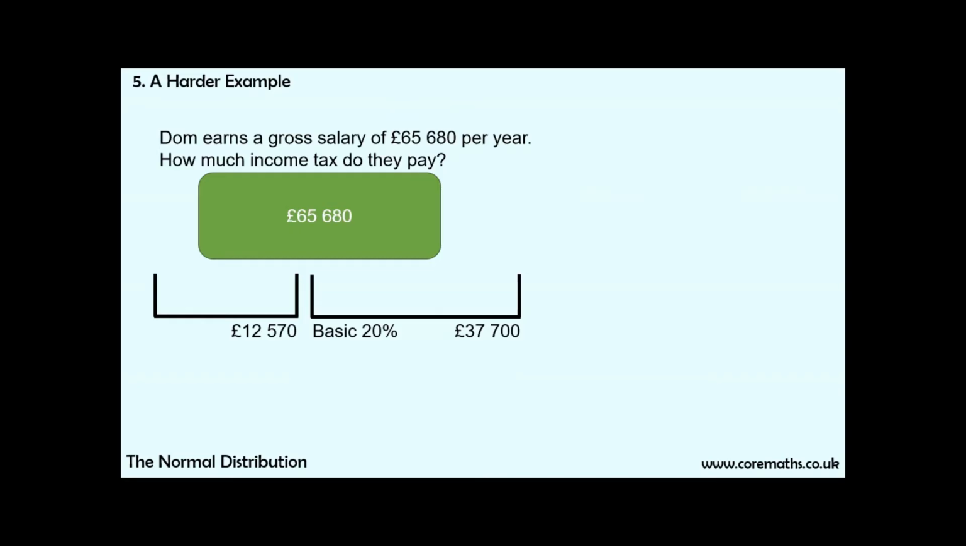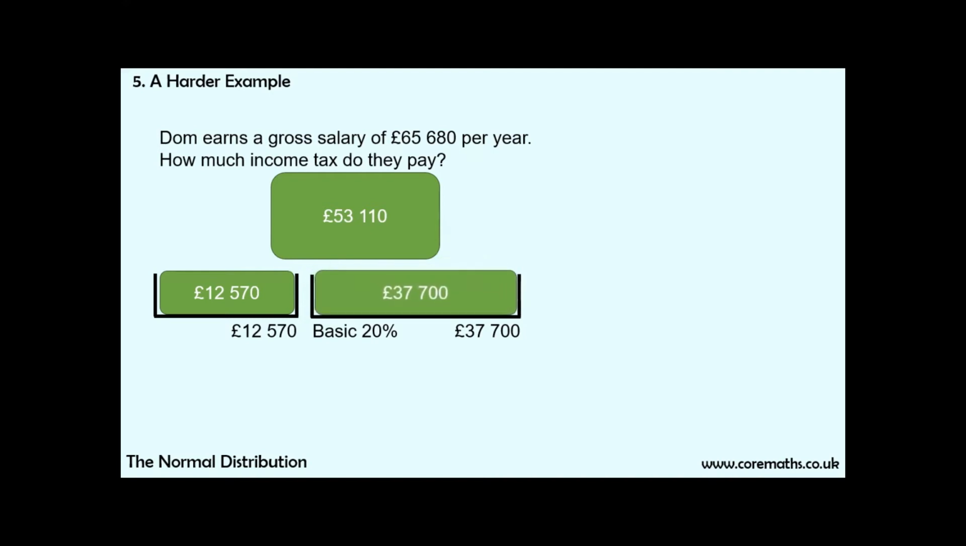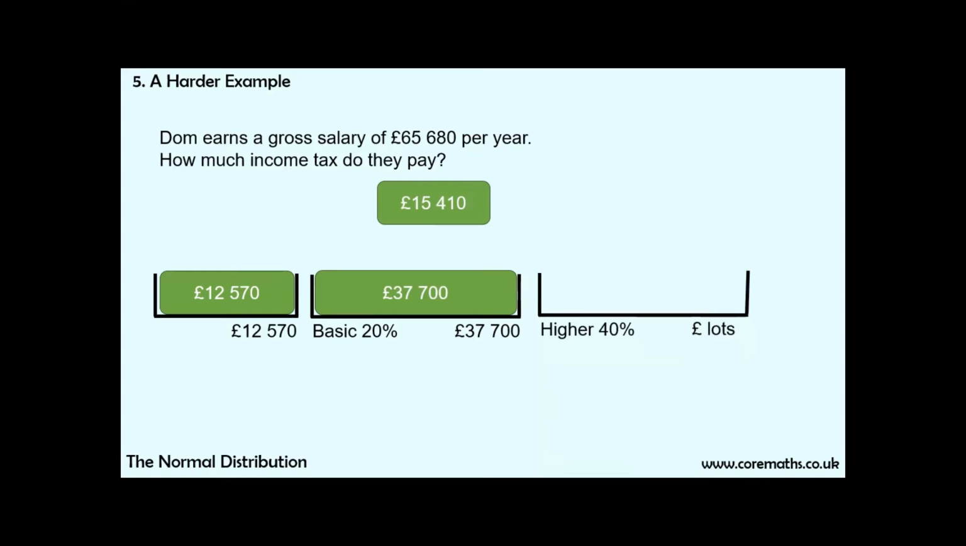So let's start splitting it up. They've obviously got enough that they're going to fill that personal allowance tub up with £53,110 left over. Now, you'll notice that that is going to fill up this box as well. So this tub, 37,700, they've got completely full up, and they've still got some money left. Dom earns a lot of money, 15,410 left over. So I'm going to need a third tub, the higher rate tub, and this is 40%. I've put lots there. That's sort of true, but it would mean going into the additional rate. But to keep things simple, you're probably not going to have to worry about that. If it's under £100,000, you can just assume that that's got plenty of space in it.